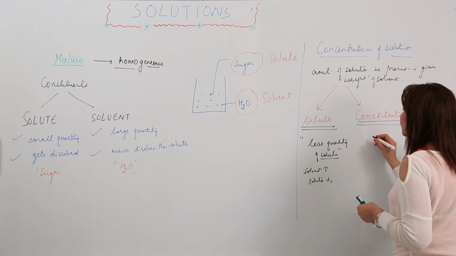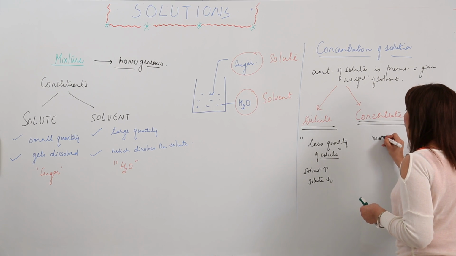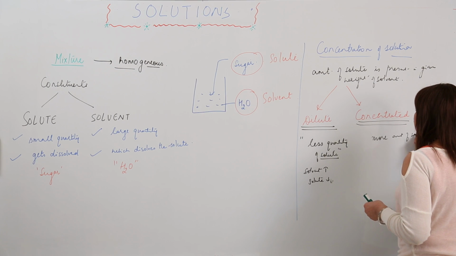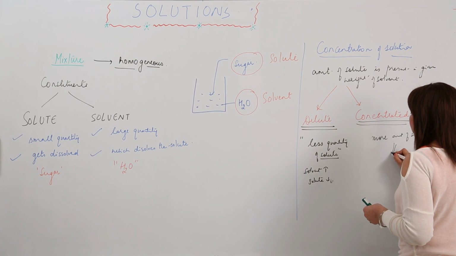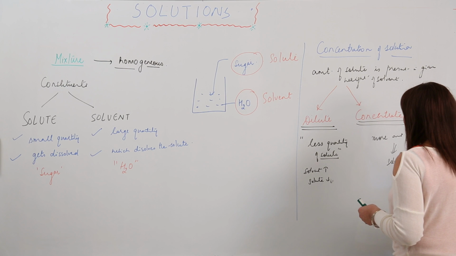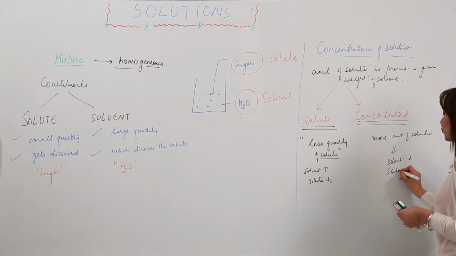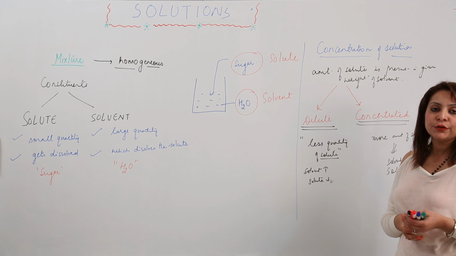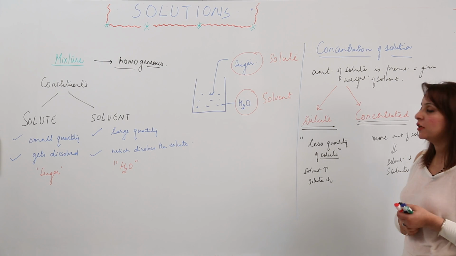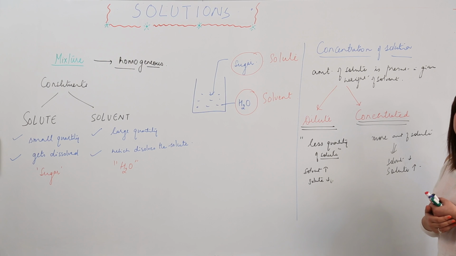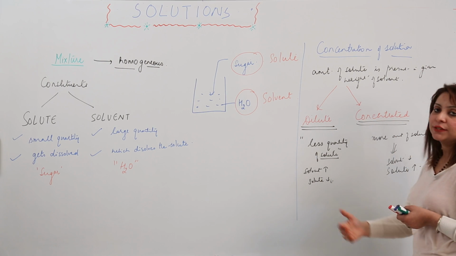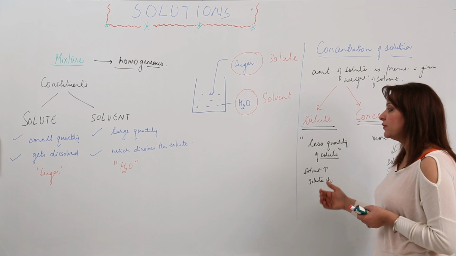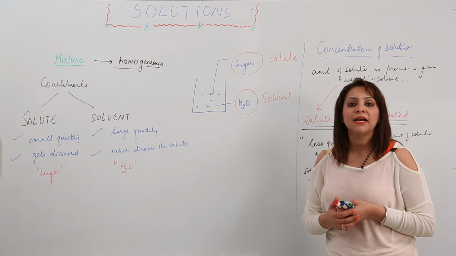And what does concentrated mean? Concentrated means it has more solute as compared to solvent. It means the concentration of solvent is less and the concentration of solute is high. So whenever there is more concentration of solute and less concentration of water, your solution is going to be concentrated. And whenever there is more concentration of solvent and less concentration of solute, it is said to be dilute.